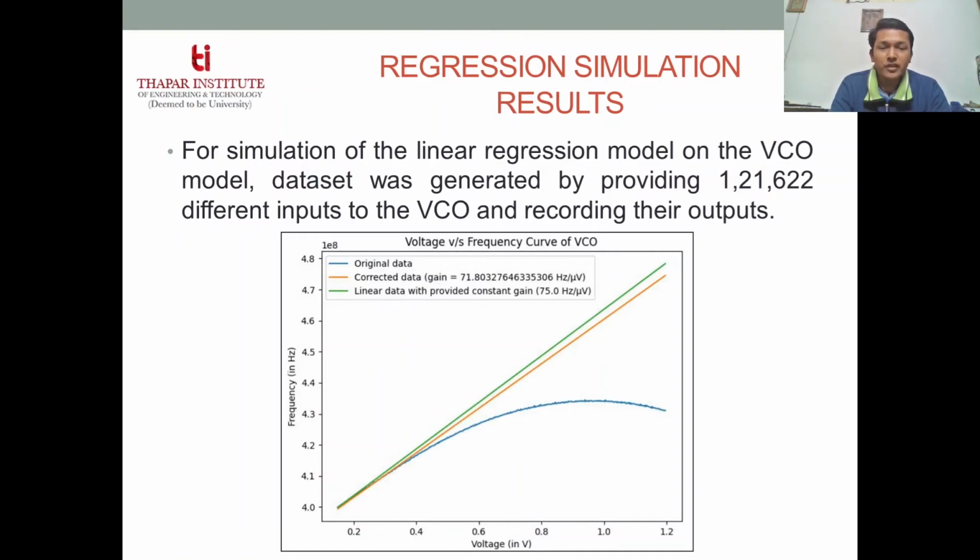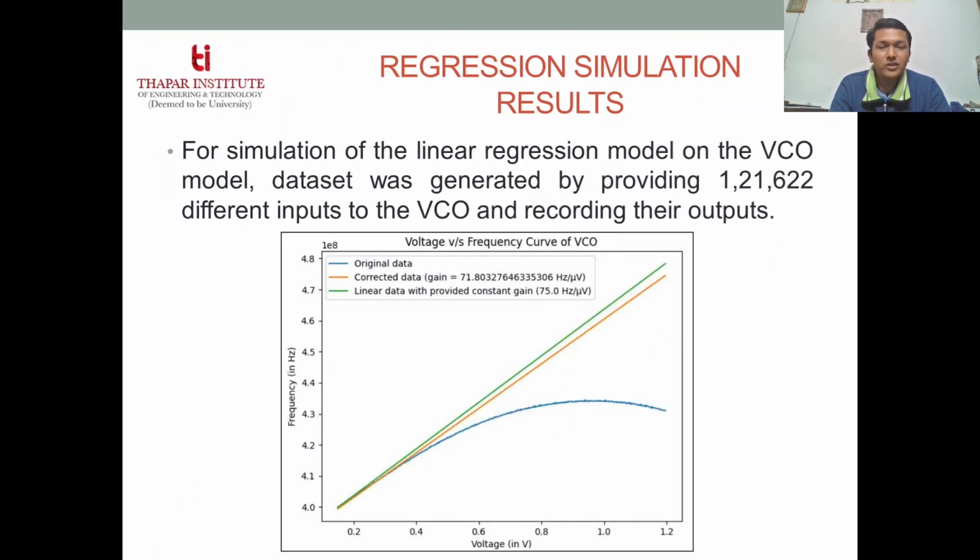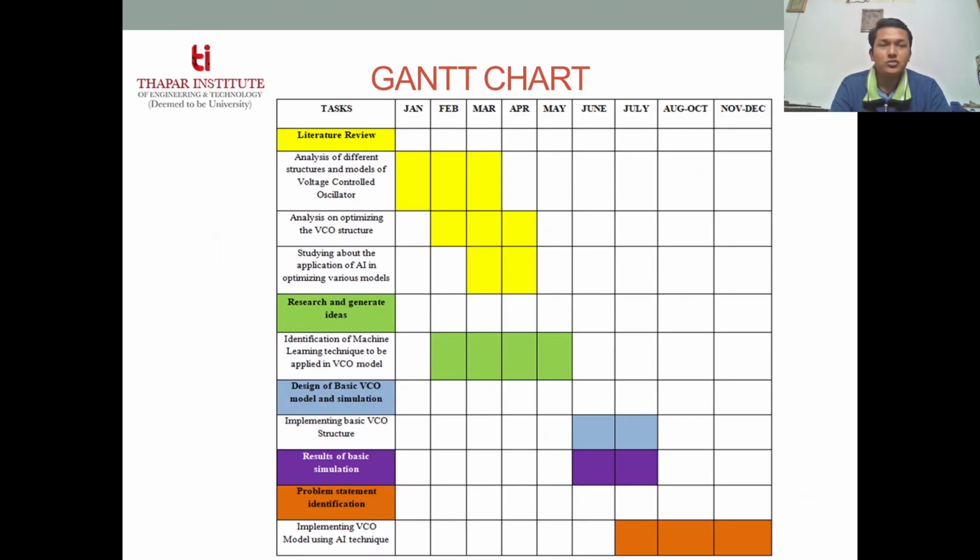From the output figure, we can clearly see the original curve that is shown by the blue line here. So this is the original curve, and after the application of linear regression technique, it has been converted to the linear orange line that is shown here, and the output gain of this line is 71.804 hertz per microvolt. And in this case, the user has provided us the constant gain of 75 hertz per microvolt, and in order to maintain that constant gain, the voltage to frequency curve was updated, and the latest curve is now demonstrated in the green line, which is linear and also has the desired constant gain as provided by the user.